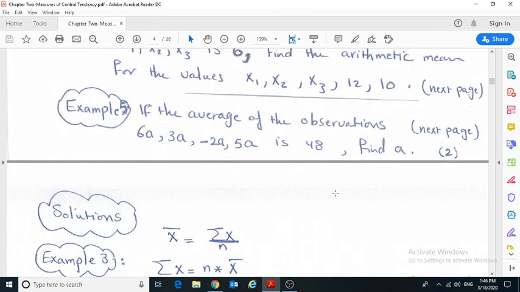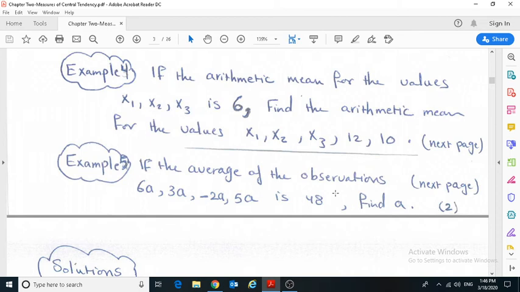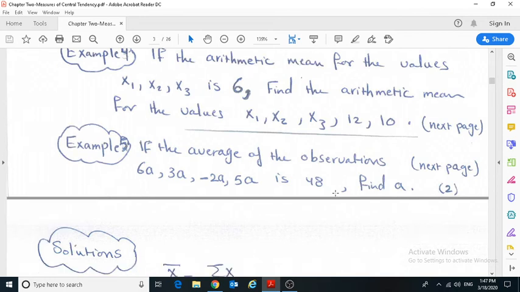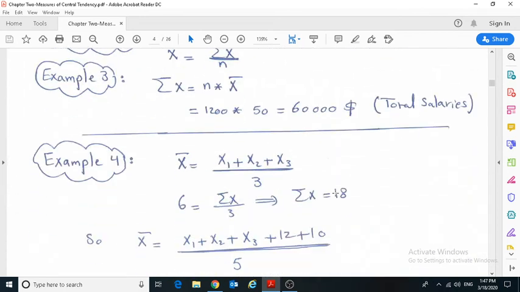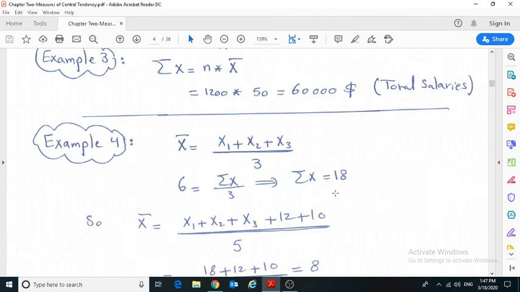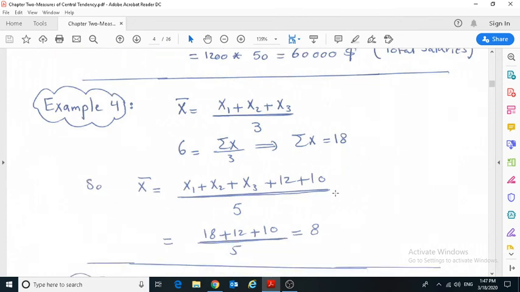For example 4, if the arithmetic mean for the 3 unknown values x1, x2, x3 is 6, find the arithmetic mean for the values x1, x2, x3, 12 and 10. Solution: x bar is equal to x1 plus x2 plus x3 over 3. Substituting x bar with 6 and n with 3, sigma x is 6 multiplied by 3, which is 18. This 18 represents the total sum of x1 plus x2 plus x3.